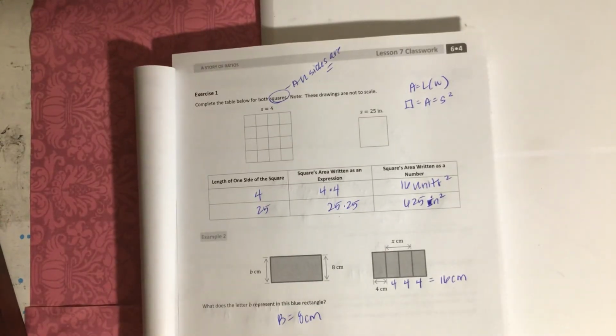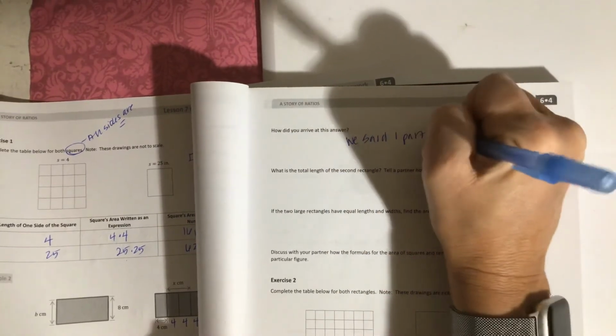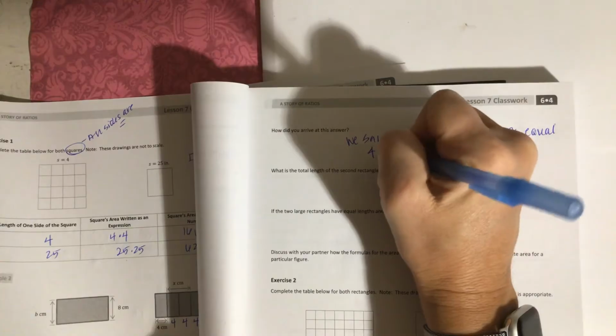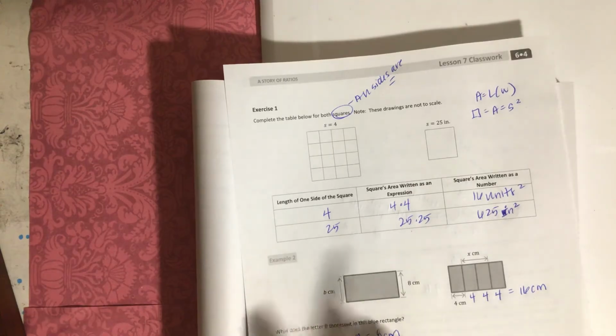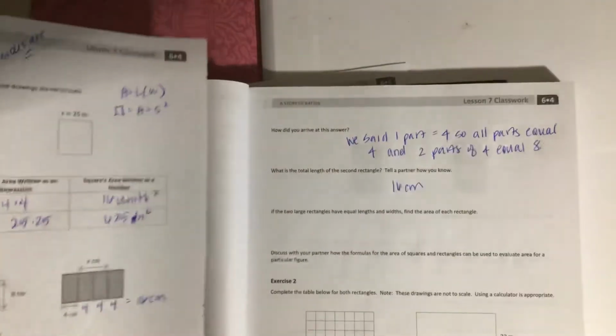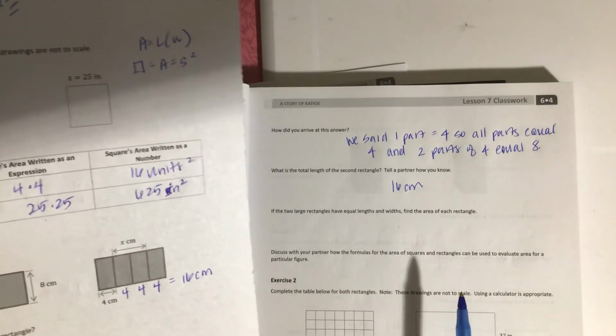How did you arrive at this answer? Well, we split it into the 4 equal parts. We said 1 part equals 4, so all parts equaled 4, and 2 parts of 4 equal 8. What is the total length of the second rectangle? Let's look at it. We have 4, 8, 12, 16 centimeters. If the 2 large rectangles have equal lengths and widths, find the area of each rectangle.